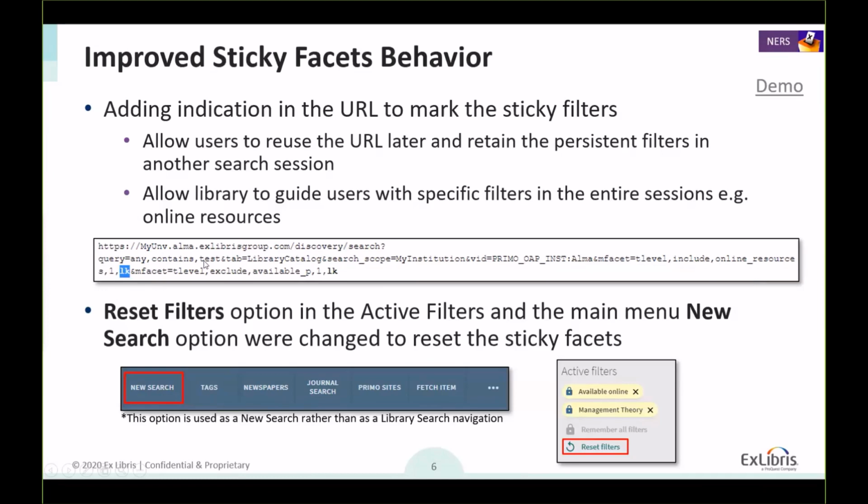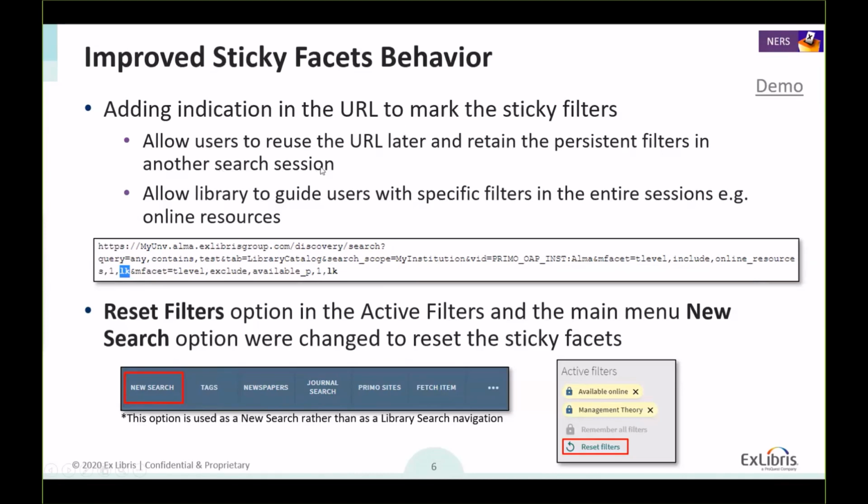The ability to add an indication to the URL allows the patron that copied the URL to reuse it later on and have it in the same state as when it was copied, so we can continue searching using those existing filters. This could be one approach to use the indication.